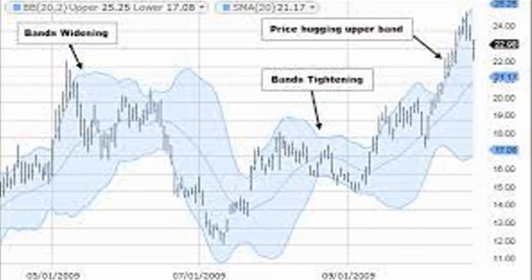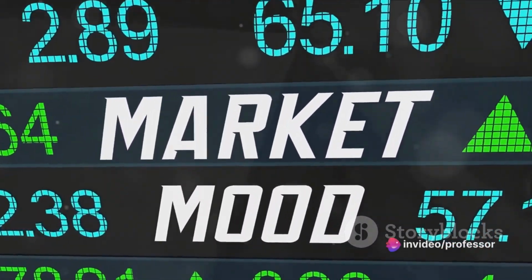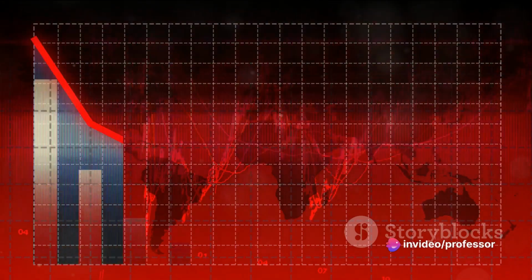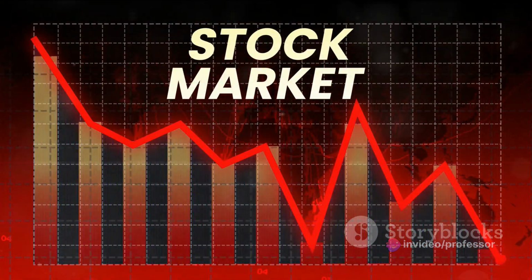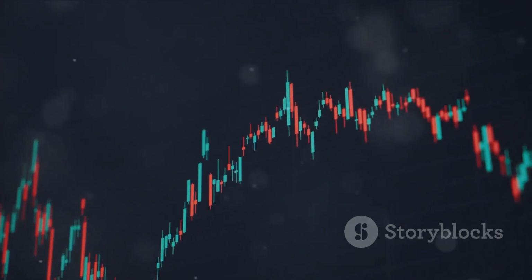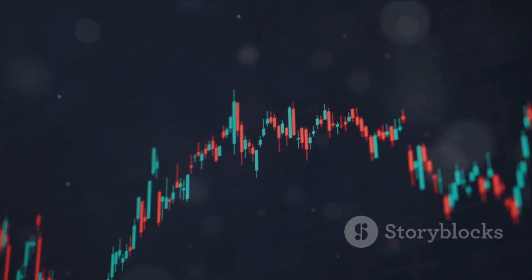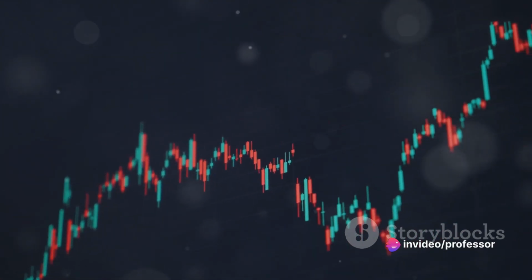In essence, Bollinger Bands are a bit like the mood rings of the stock market. They change and adapt, reflecting the market's emotional state. And by learning how to read these bands, you can start to decode the market's behavior and navigate its peaks and valleys with more confidence. That wraps up Bollinger Bands, your go-to indicator for understanding market volatility.